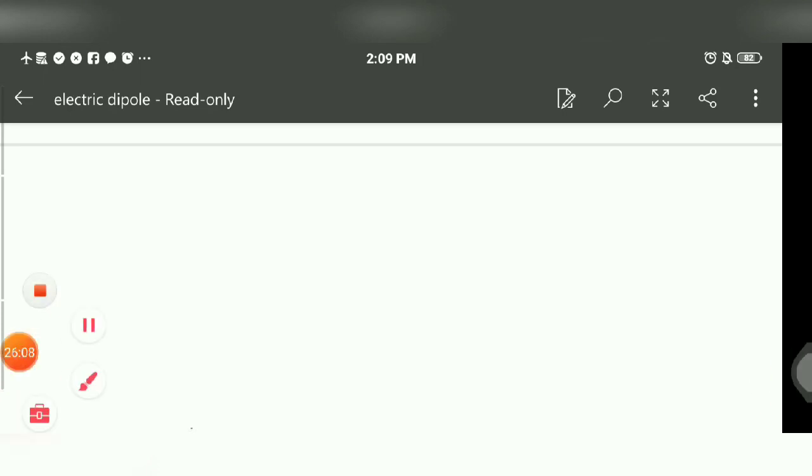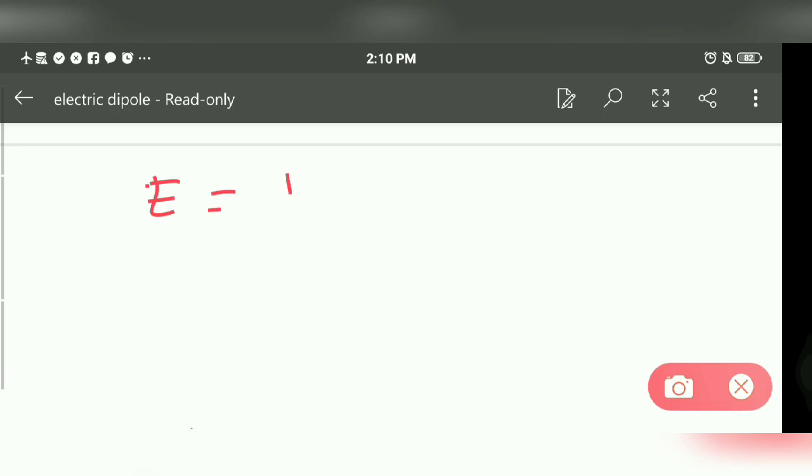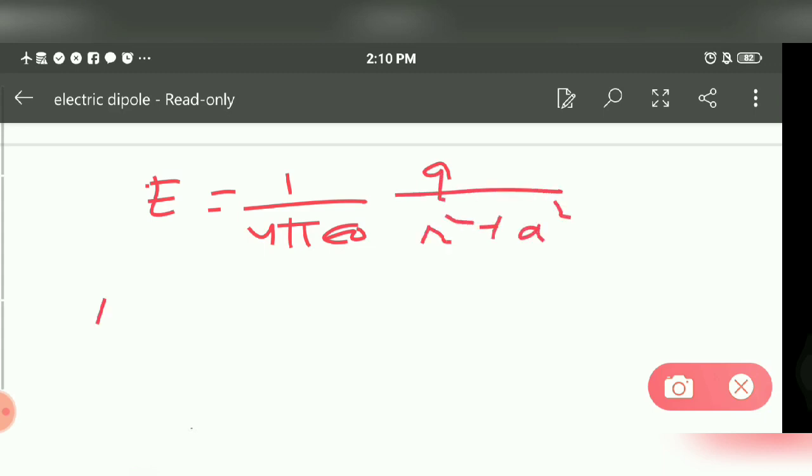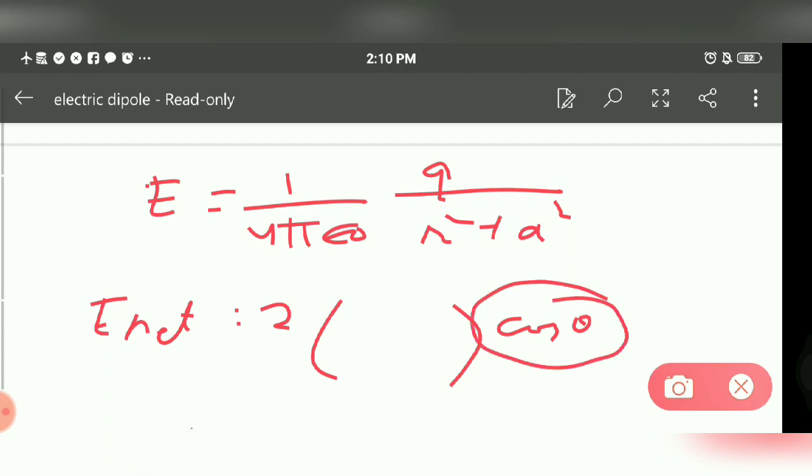That is, E is equal to 1 by 4 pi epsilon naught, again, Q by R square plus A square. So E net is equal to what? 2. Instead of E, we can substitute this value into cos of theta. Means we also require the value of cos theta now.